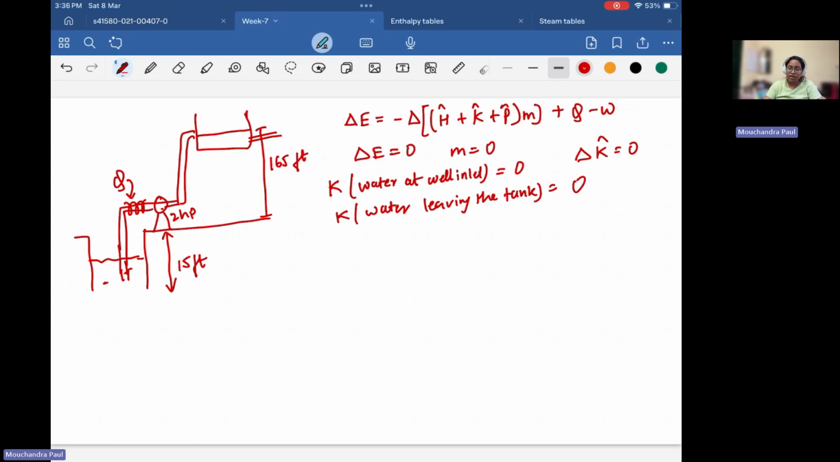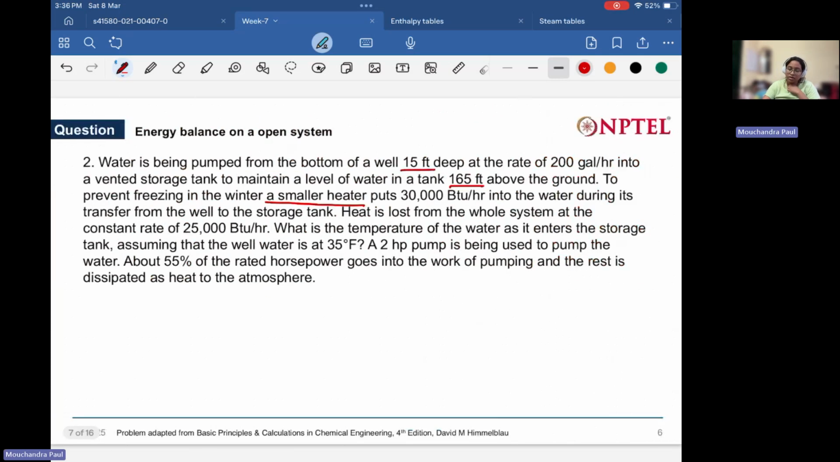So if you put these values in the balance equation, you will find change in enthalpy plus change in potential energy is equal to Q minus W. Now, how much water is being pumped? Around 200 gallon per hour. Okay, so first let's convert gallon, which is a unit for liquid.